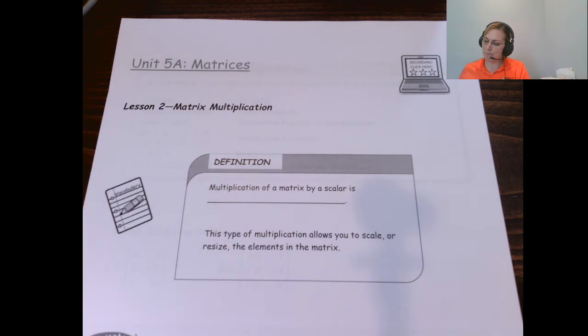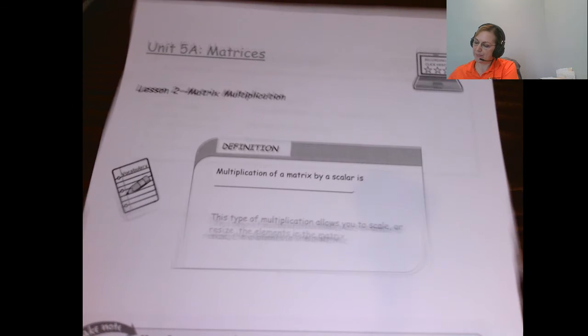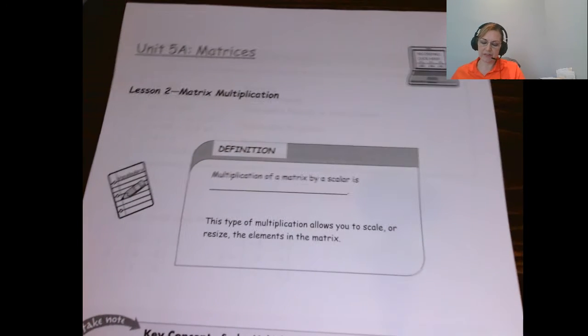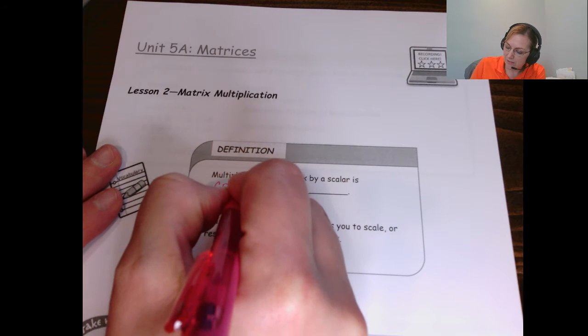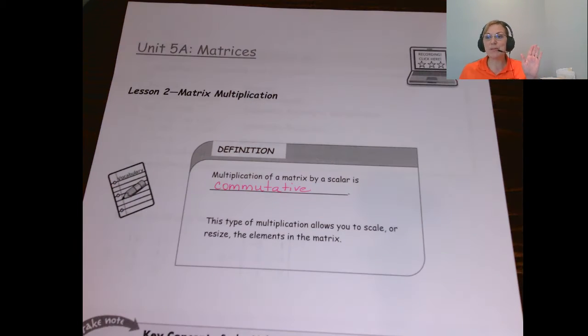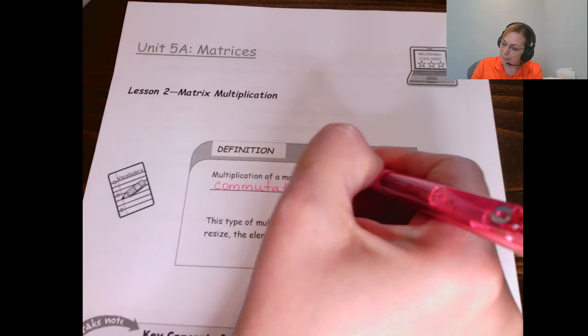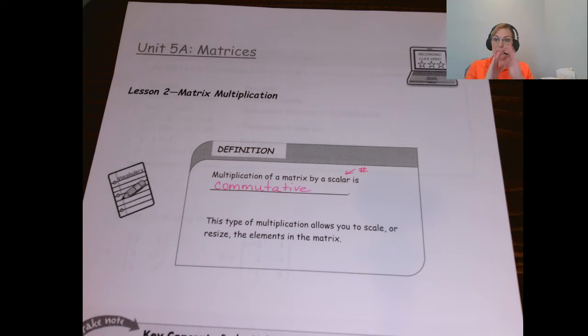We've got multiplication of a matrix by a scalar, and let's fill in this word: commutative. That simply means whether you multiply the number, scalar is just a number, whether you multiply a number times a matrix or you do a matrix times a number. Did you catch the difference in the order there? A number times a matrix or a matrix times a number, you're going to get the same answer.